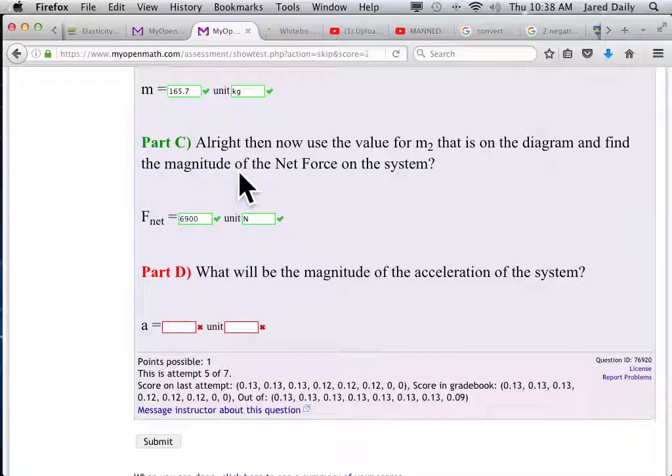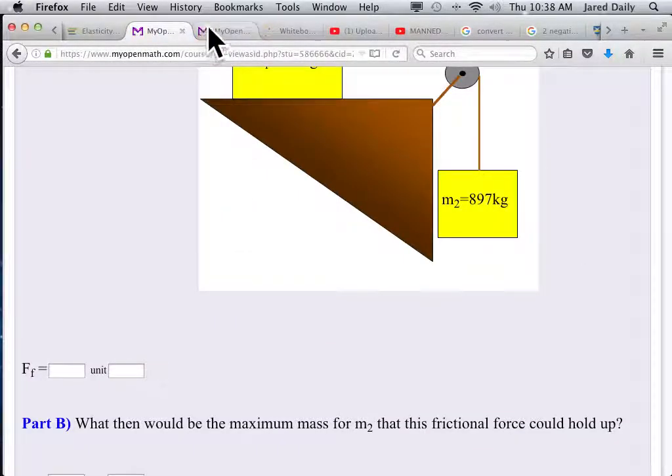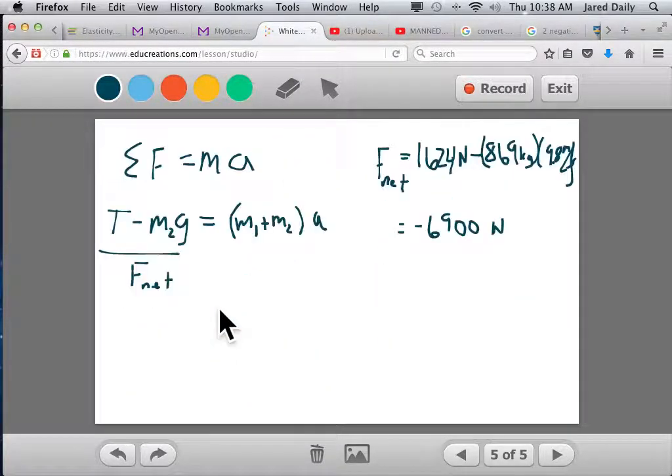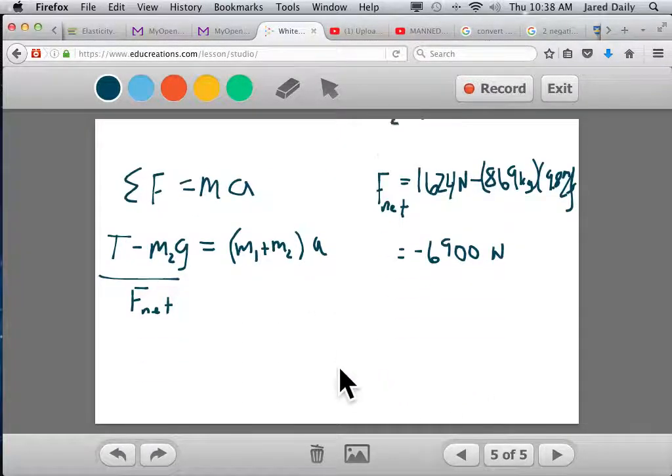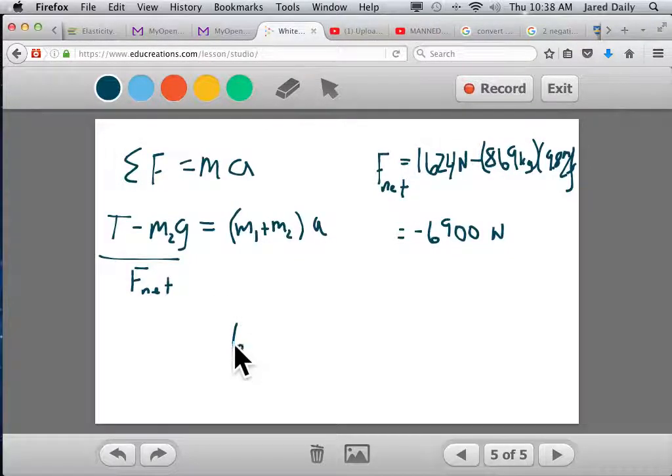Okay, now what will be the magnitude of the acceleration of the system? We go back to the equation that has our acceleration in it. This one right here, right? This was our force net. That's this number right here, 6,900 newtons. So we would use 6,900 newtons for our force net on the left-hand side of the equation. And on the right-hand side, we have mass 1 plus mass 2 times acceleration, but we just want the acceleration. So we'll divide both sides by mass 1 plus mass 2.